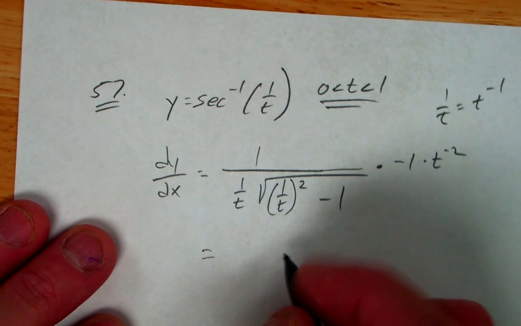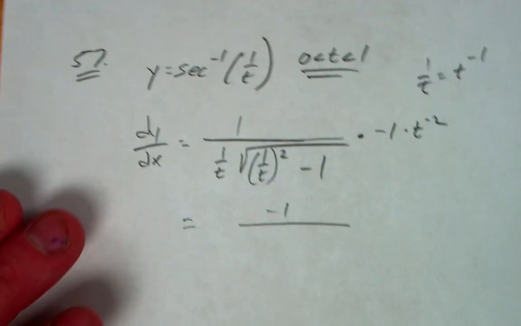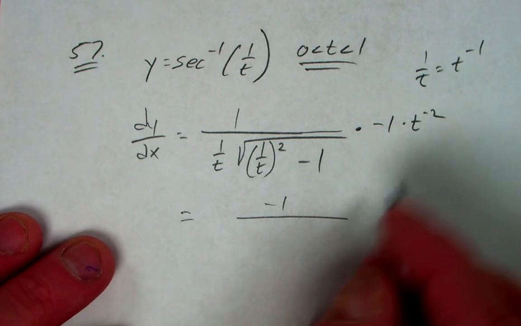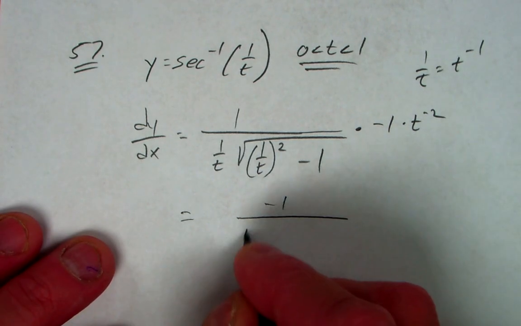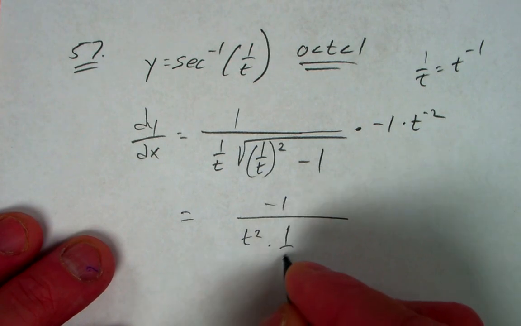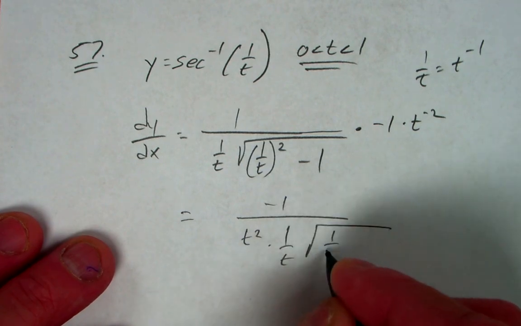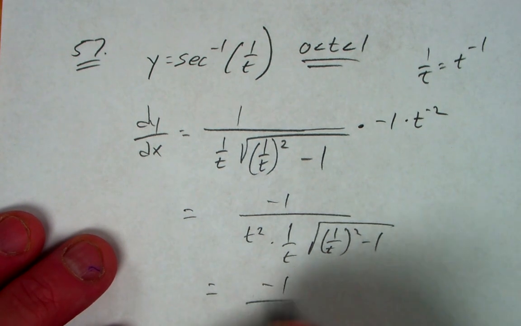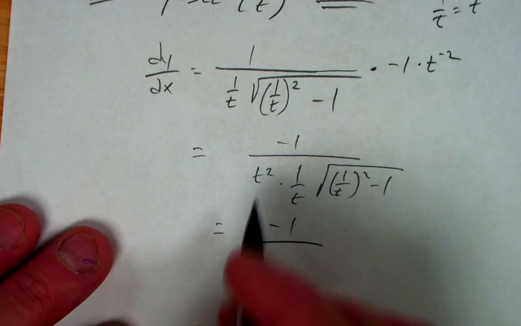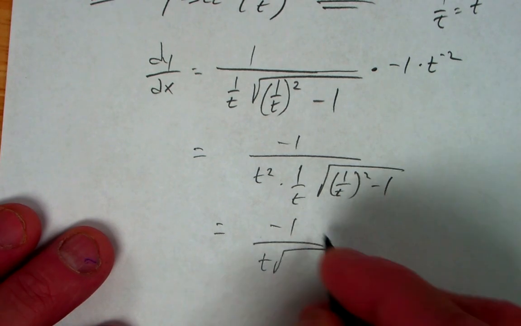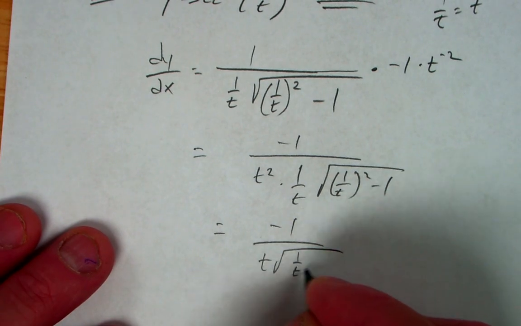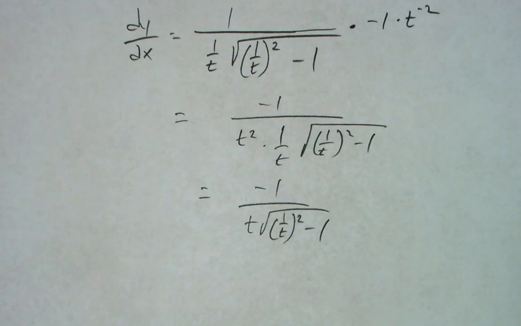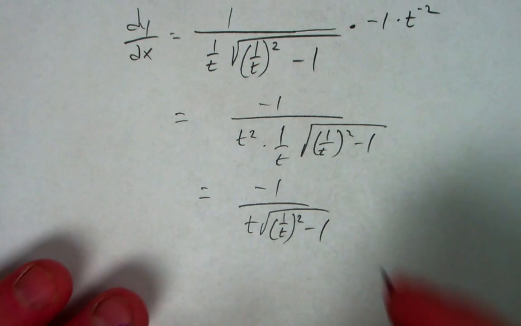I'm going to go ahead and just keep my negative up top. My guess is it was, how did they simplify it? Where did their simplification come from? So I'm just going to take this t to the negative 2 down bottom times 1 over t square root of 1 over t squared minus 1. So negative 1 over t square root of 1 over t squared minus 1. And whether or not we simplify what's underneath, I suppose that's kind of up to us.